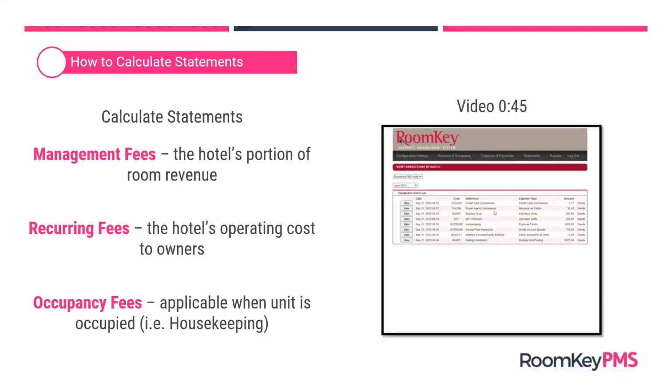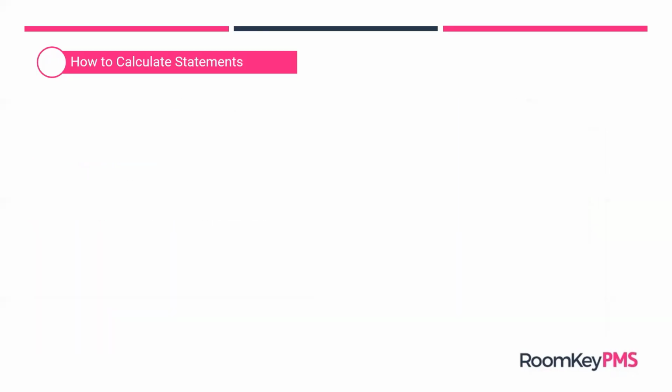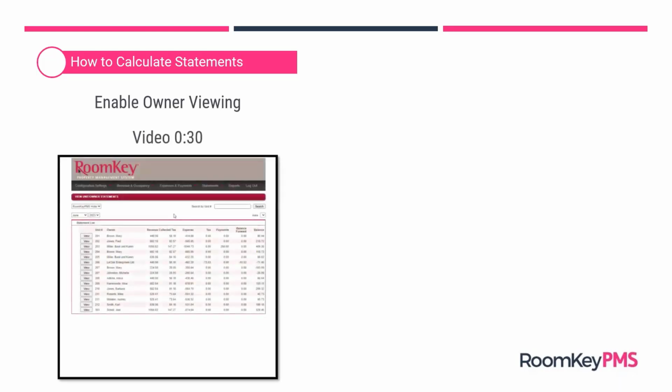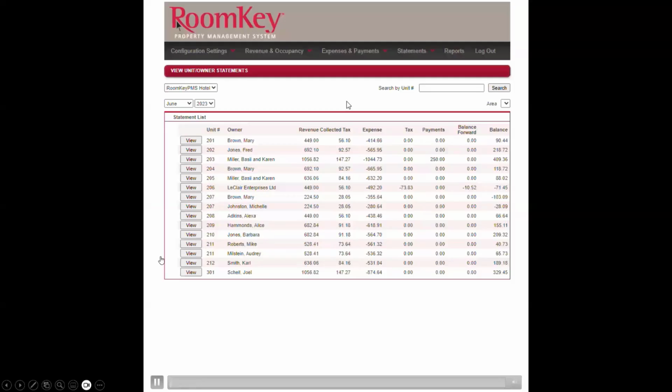Once we've calculated the statements, if you have an owner's portal wherein you allow owners to log in and view their owner's statement electronically, after you calculate the statements, you can actually enable owner viewing. So this is the process that allows owners to actually view their statement electronically through that owner's portal. This is a quick 30 seconds. So let's take a look at what this process looks like.